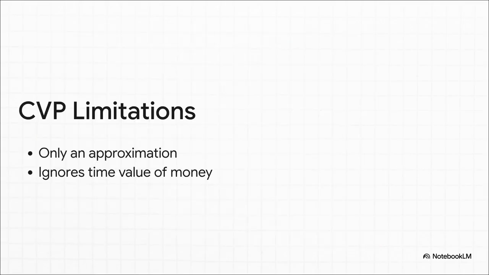And because of these super rigid assumptions, CVP definitely has real-world limitations. It is an approximation, not absolute precision. It completely ignores the time value of money. And as any practicing accountant will quickly tell you, trying to perfectly split semi-variable or mixed costs into strict fixed and variable buckets is incredibly difficult in the real world.